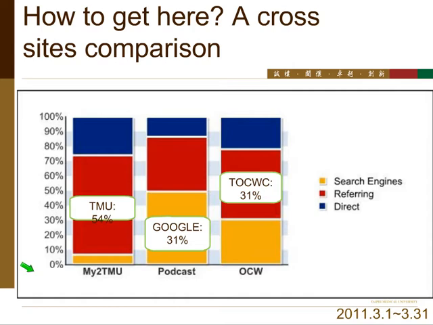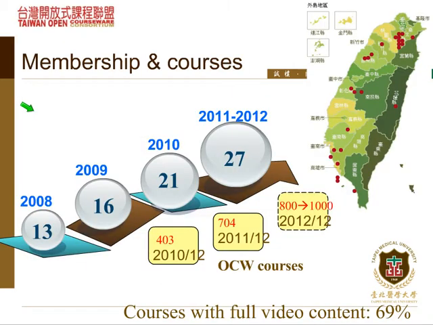Okay, and then when we collect a lot of data from different sites, we can also do a cross-site comparison, and we find out that different sites have different characteristics. For example, My2TMU is our e-learning platform. It's majorly for our TMU students, so a lot of visitors are coming from TMU, of course. Our podcast is a MOD system. It collects a lot of videos in TMU, and we find out a lot of visitors are from Google. And for our OCW site, a lot of people are coming from our consortium. So this is another use of this data.